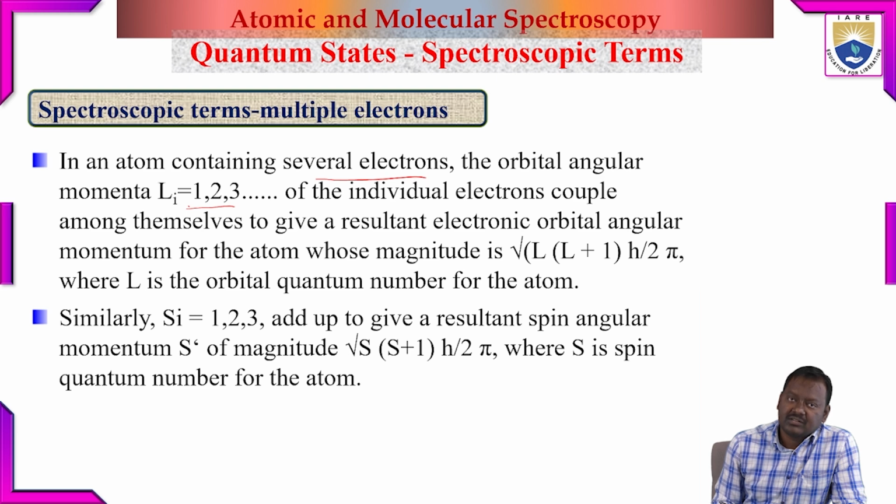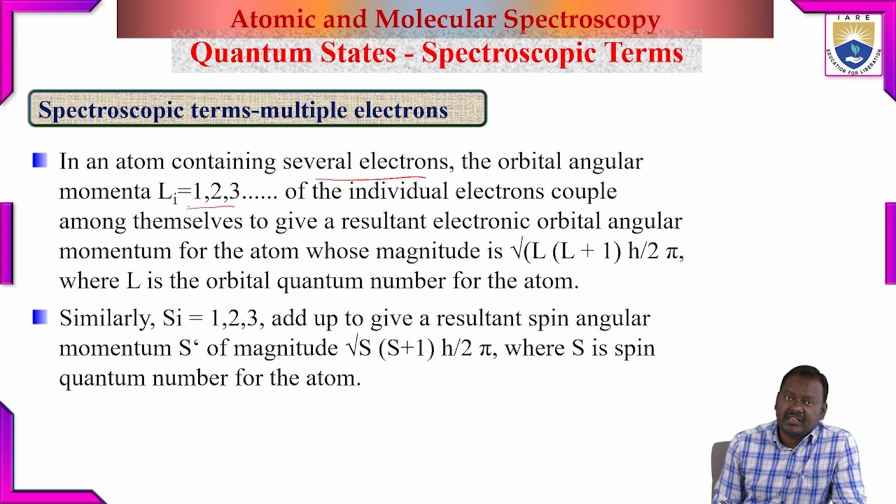So l values, whereas i equal to 1, 2, 3, etc. for individual electrons. So then to find out the total or resultant electron orbital angular momentum, we need to add up the individual orbital angular momentum of all the electrons.